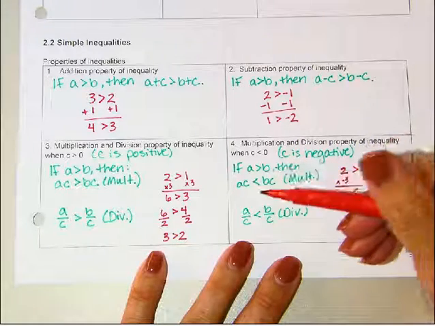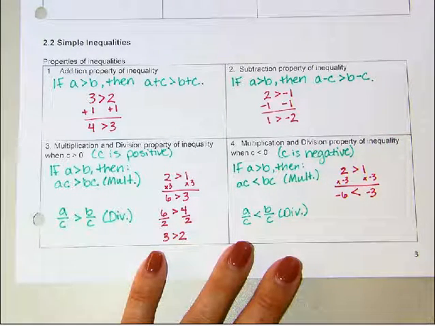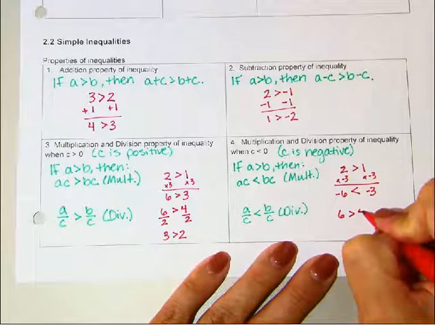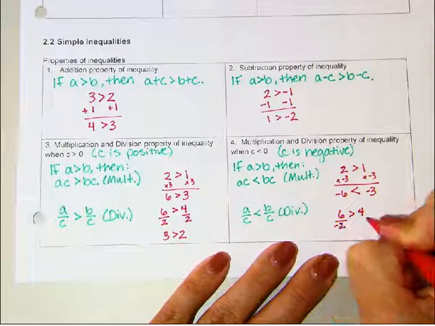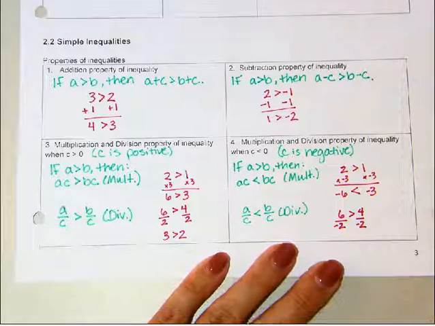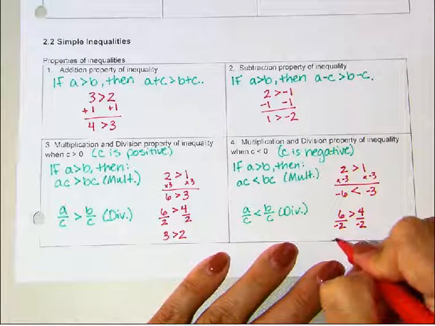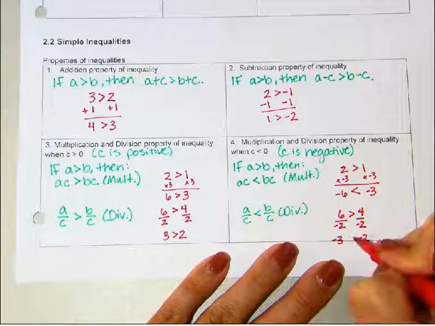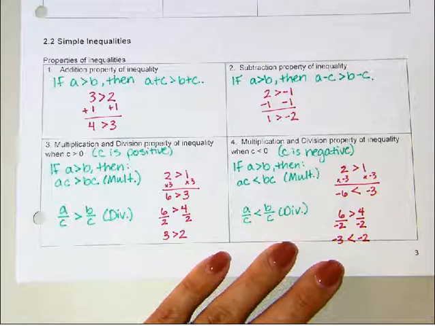Okay, so that's why we flip it when we multiply by negative. And with division, if I say 6 is greater than 4, but this time I divide by -2, 6 divided by -2 is -3. 4 divided by -2 is -2. And I must flip my sign for my inequality to be true.